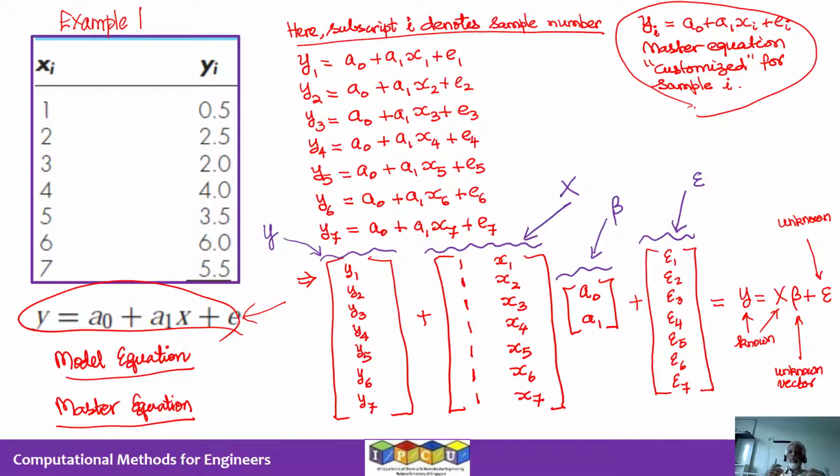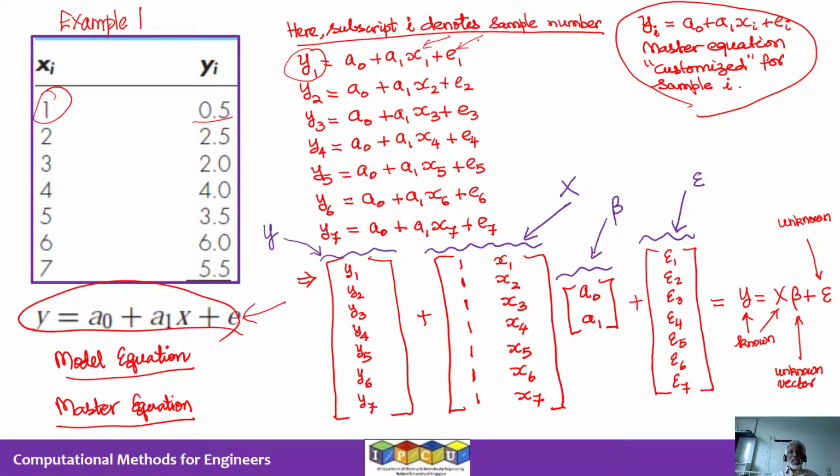So for sample 1, we can write the master equation as y1 is equal to a0 plus a1 x1 plus e1. x1 is the value of x associated with the first experiment. In this case, x1 is equal to 1. And the value of y that is obtained is y1, which has a value of 0.5 in this data set. So x1 is equal to 1, y1 is equal to 0.5, and I do not know what the error in the first experiment is. I will just leave it as e1.